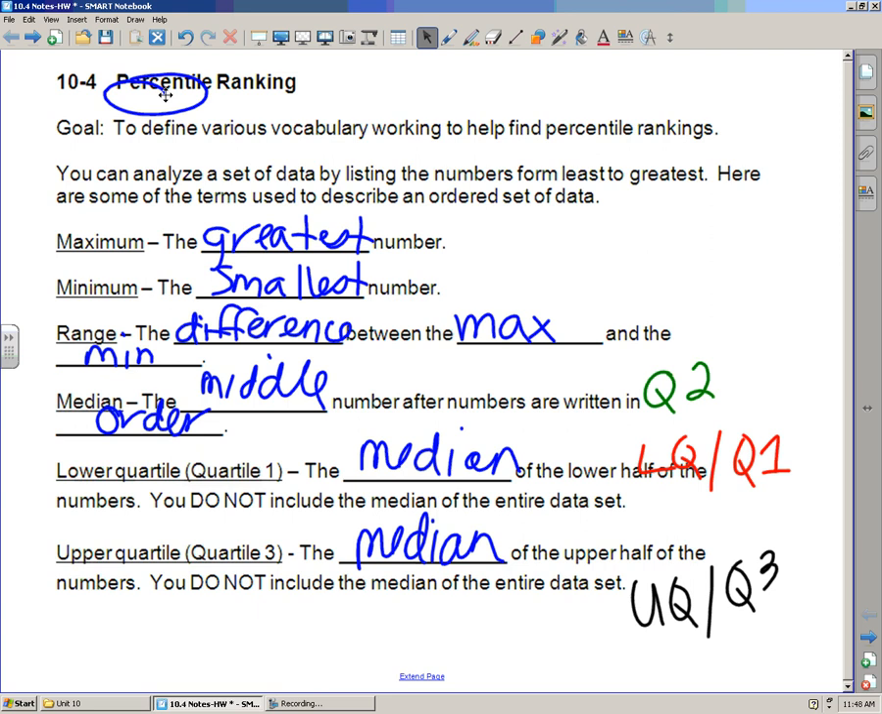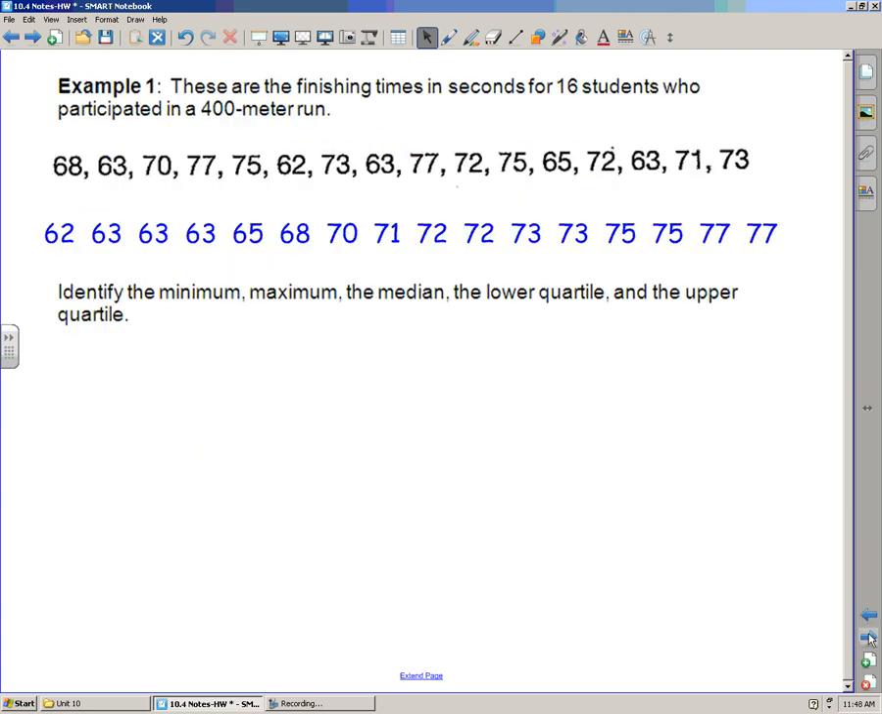Okay, let's take a look at how this stuff is used. In this example, these are the finishing times in seconds for 16 students who participated in a 400-meter run. Those numbers in black are not in order. The numbers in blue are. So take a minute to write down the numbers in order. We need to identify the min, the max, the median, the lower quartile, the upper quartile.